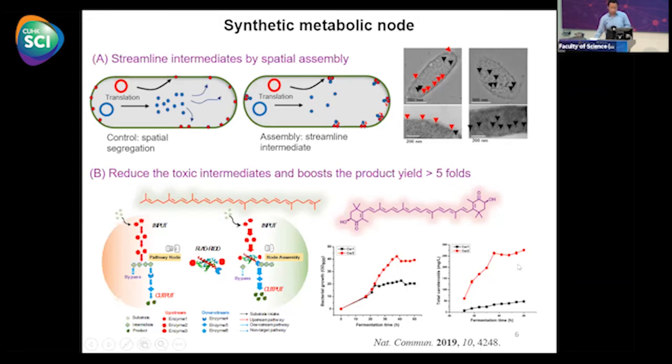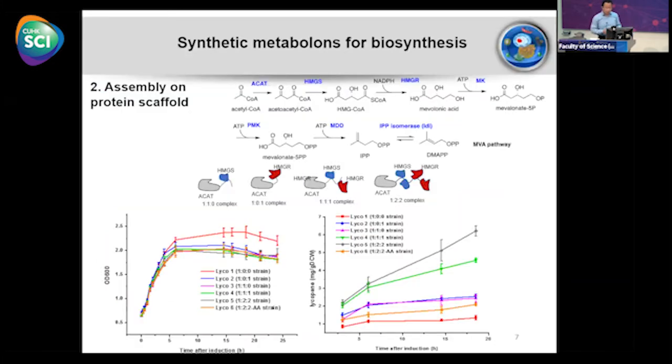We drastically increase the yield by tenfold, though that's in the large fermenter. By this single genetic modification, we can increase the yield of these astaxanthin or lycopene products by 10 to 20 folds. That's going to cut the cost. That's one example. The second example, we look at the upstream. In that one, we only assembled two enzymes together.